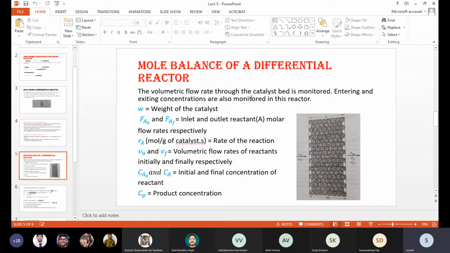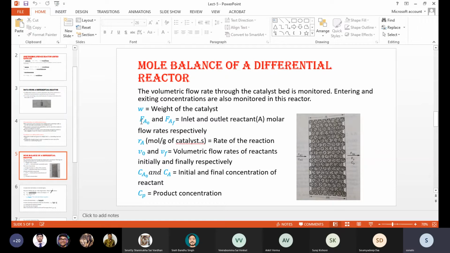The volumetric flow rate through the catalyst bed is monitored. Entering and exiting concentrations are also monitored in this reactor. Here, let us consider W, small w, is the weight of the catalyst in the reactor. Fa0 and FAF are the inlet and outlet reactant molar flow rates respectively. This phase it is Fa0, that phase it is FAF. Reactant say A. Ra is in the unit of moles per gram of catalyst per second. Ra is the rate of the reaction. Small v0 and small vF are the volumetric flow rates of reactants initially and finally respectively.